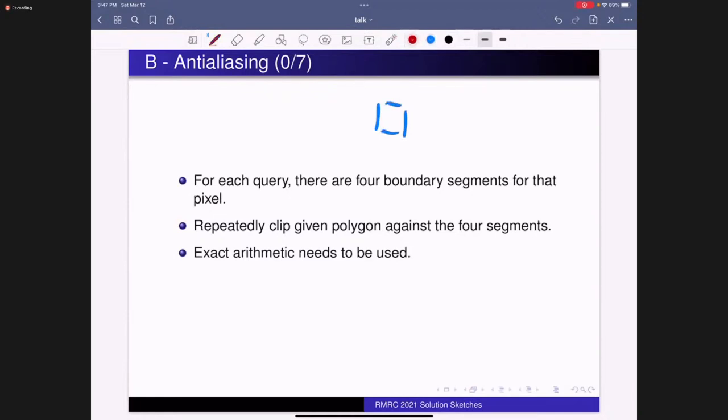You can repeatedly clip the polygon against these segments here. When you do it, use exact arithmetic to give fractions, instead of the doubles that your library is probably implemented in. So you'll probably have to change the type that's being used in your library to use fractions. So maybe you can just implement a C++ fraction class or use the built-in fractions in Python, but just do your standard geometric calculations using exact arithmetic though.